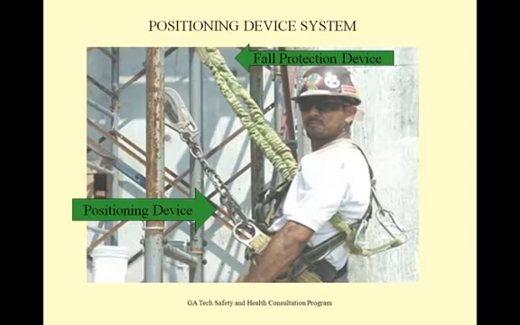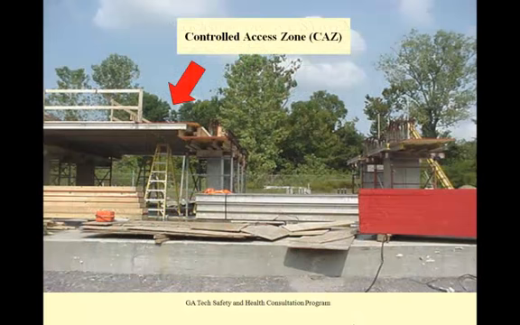A positioning device, such as a body belt, holds the worker in place while keeping his or her hands free to work. This personal positioning system is not specifically designed for fall arrest purposes. A controlled access zone is defined as an area in which certain work, like overhand bricklaying, may take place without the use of guardrails, personal fall arrest systems, or safety net systems, and access to the zone is controlled.